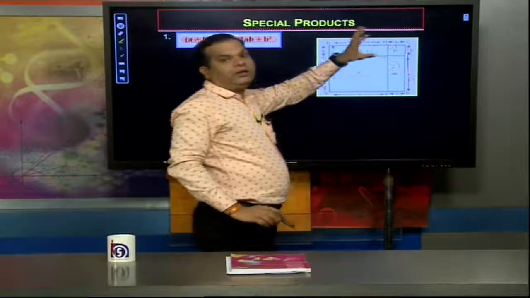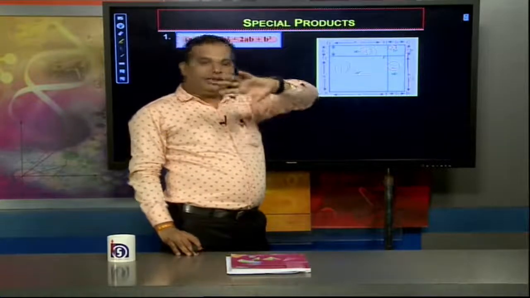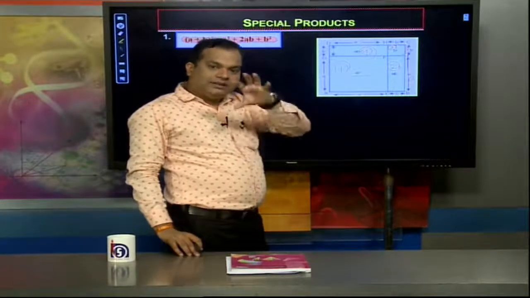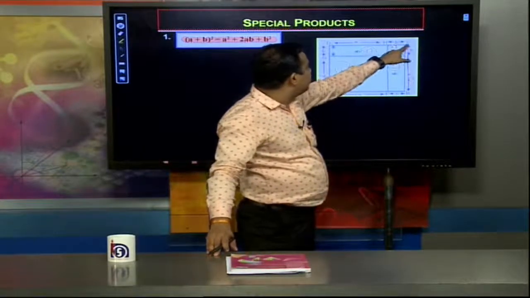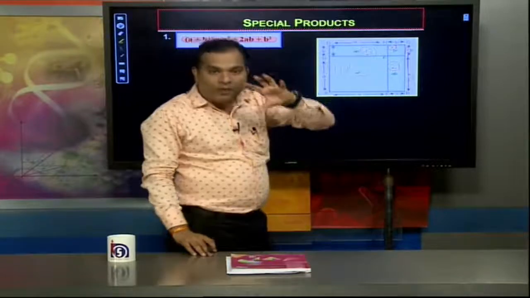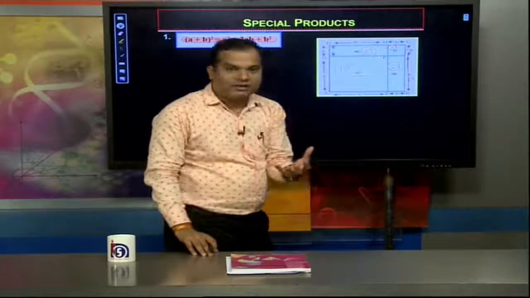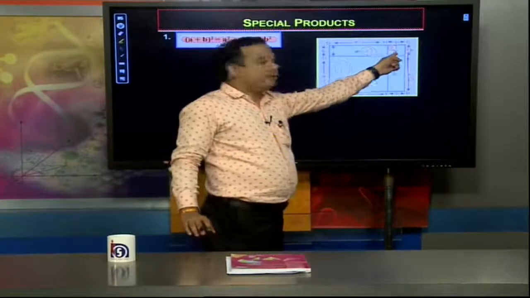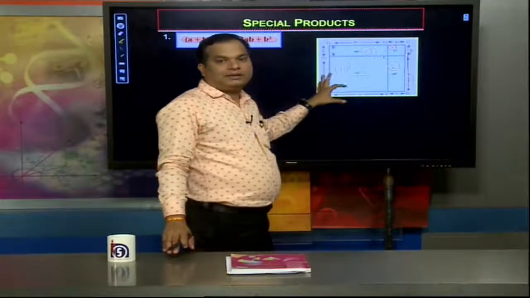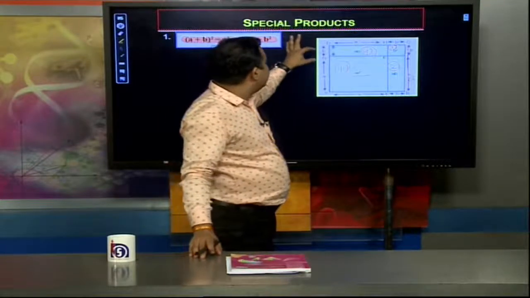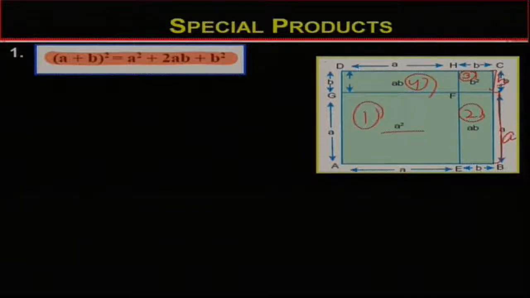Third portion: one side is B, and its area is the square of HFIC. If one side is B, the area is B square, because one side whole square. So the area of the third portion will be B square. Now the area of the fourth portion, again length into breadth. Length is B and breadth is A. So the area is AB.